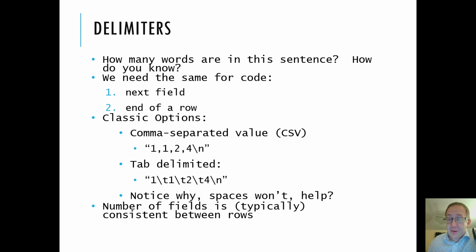The number of fields is typically the same between rows. You don't normally have a row with 4 fields and then a row with 3 fields and a row with 17 fields. It's always the same number of fields each time. And so each row, it's a table like in Excel, right? It's a table with a certain number of columns and a certain number of rows. That's what we are saving in one of these files.